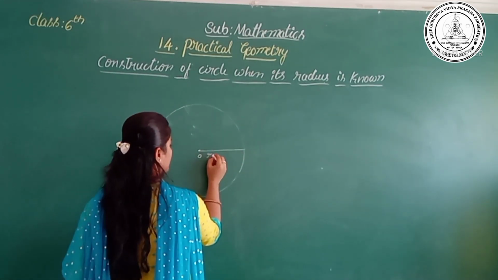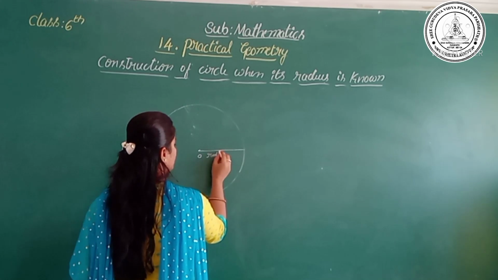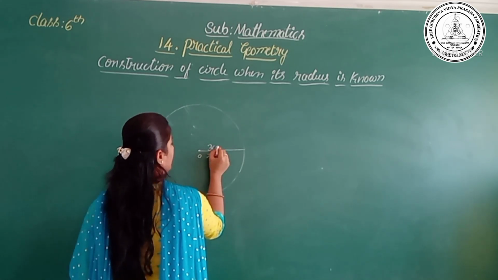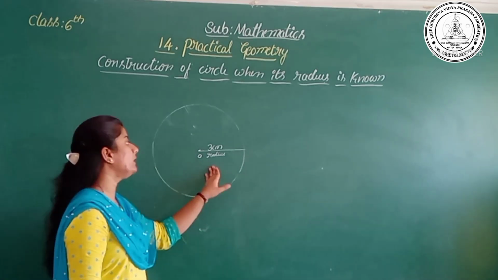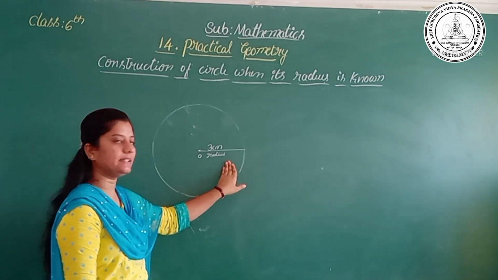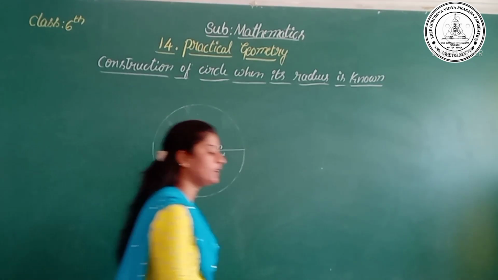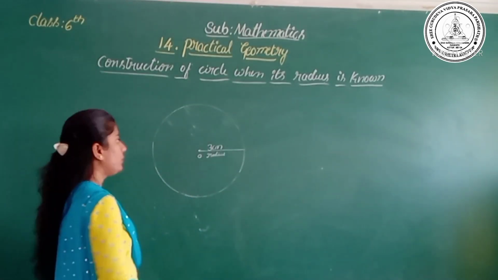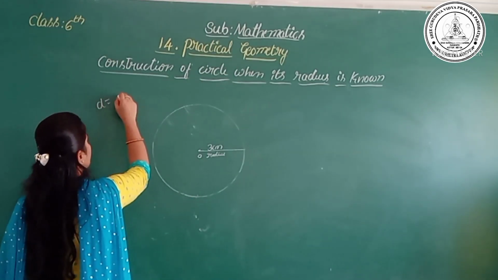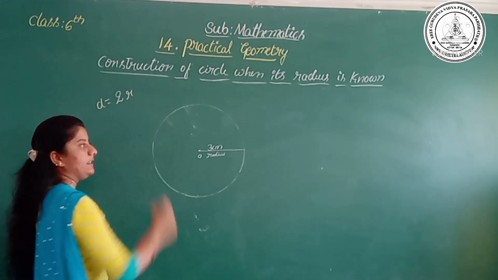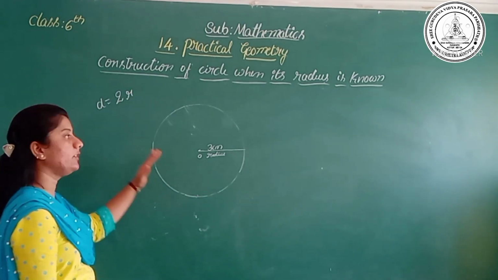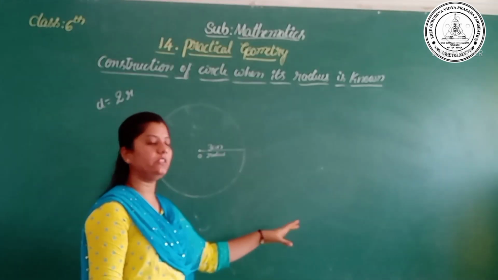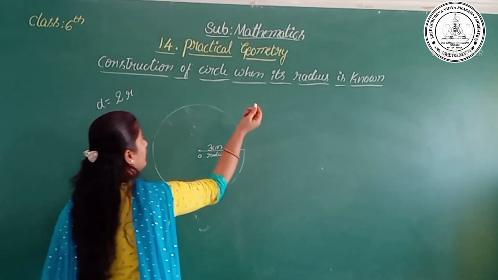The radius having 3 centimeters. So if they give the radius, we can take 3 centimeters directly. If they give the diameter, we know the diameter is equal to 2 times the radius. Diameter is equal to 2 times the radius. So if they give, construct the circle having the diameter of how many centimeters?